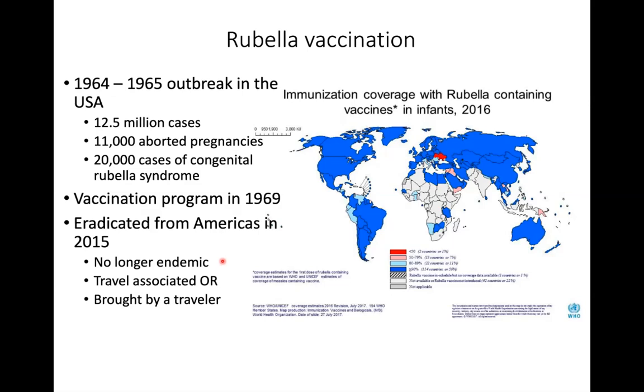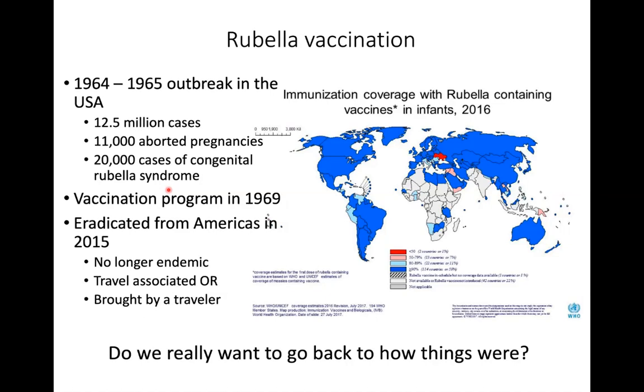Any cases that we see now are either travel associated, where someone who's not been vaccinated travels to another part of the world where it's still endemic, picks it up there, or it's brought in by a traveler. So someone traveling from another part of the world comes here and is diagnosed with rubella here. So we've eradicated rubella in its transmission from the Americas as of 5 years ago. And I really hope it stays that way. And so the question I always ask after talking about rubella and the astounding number of cases that we had in the 1960s is, do we really want to go back to how things were?